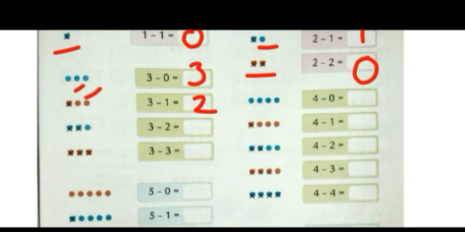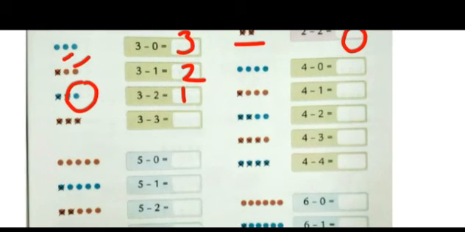See the next one. 3 minus 2. Out of 3 dots, we have to cut 2 dots. So see, we have done. Now how many are left? Only 1 dot is left. So 3 minus 2 is 1. Now we'll see the number combination of 4.